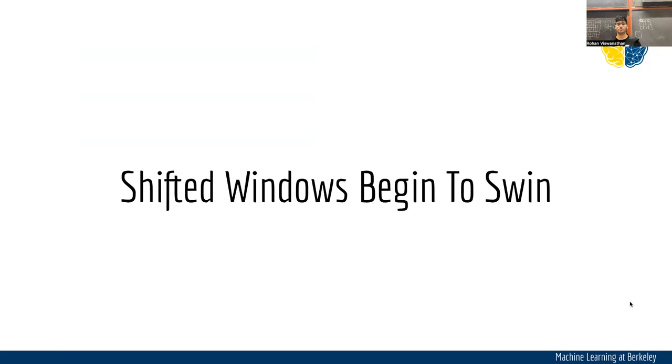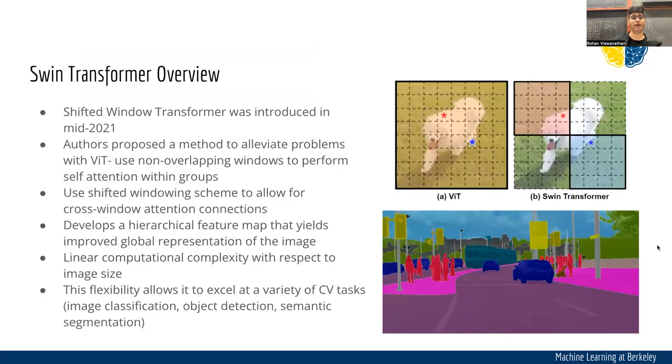Shifted windows begin to Swin. Yeah, that was a pretty bad pun. But essentially, the shifted window transformer was introduced in mid-2021, so not too long ago, where they proposed a method to alleviate problems with vision transformers using non-overlapping windows to perform self-attention within groups, then smartly combine these windows together and perform attention within these.